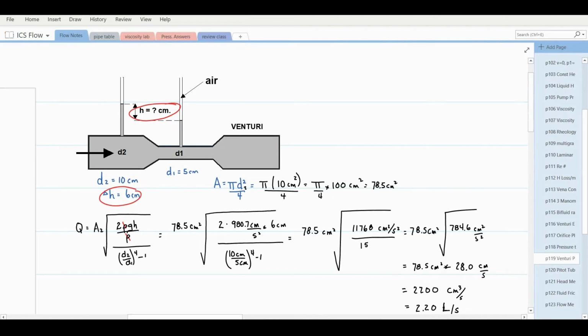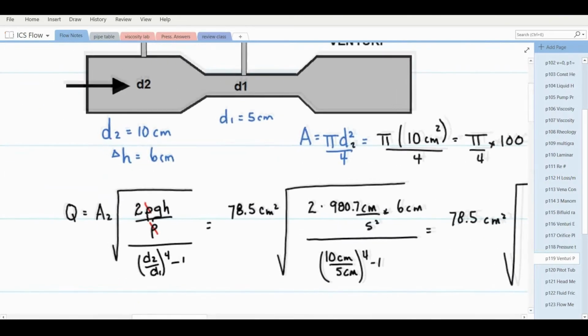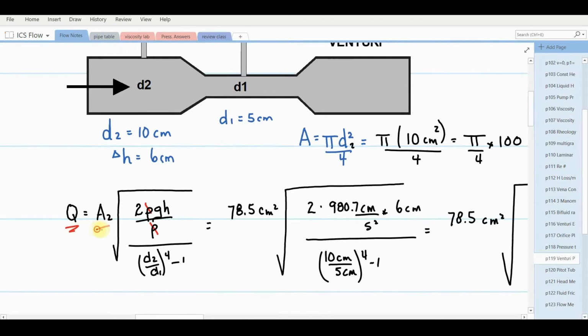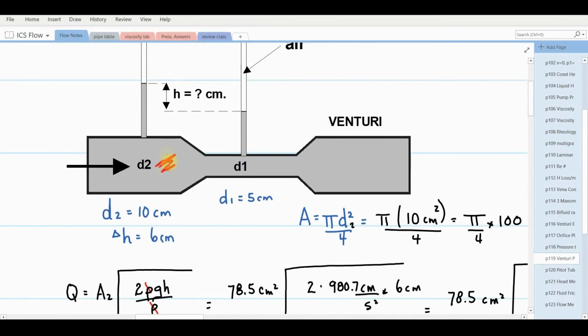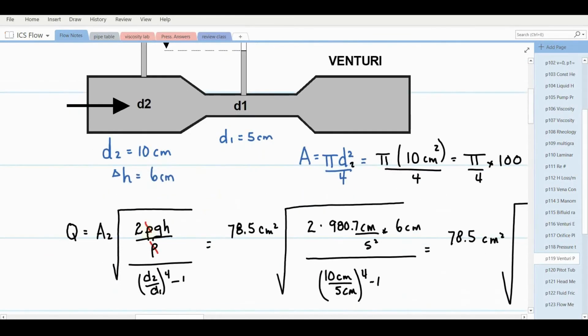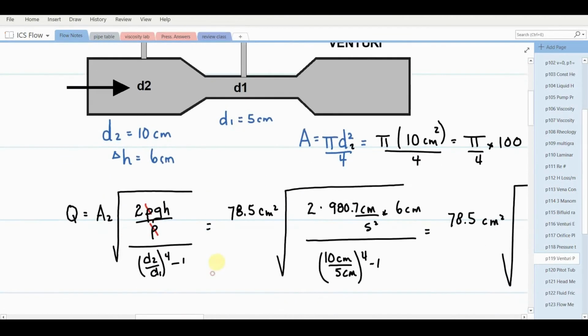That's all we need. We're going to use the equation Q is equal to the area of the pipe times the root of 2 rho, rho being the density of the manometer fluid, gravitational constant, times height difference across the manometer, divided by rho. This rho is the density of the process fluid, but in this case they are in fact the same. The process fluid is the same as the manometer fluid, so those are going to cancel as I've shown. Divided by the ratio of diameters to the 4th power minus 1.